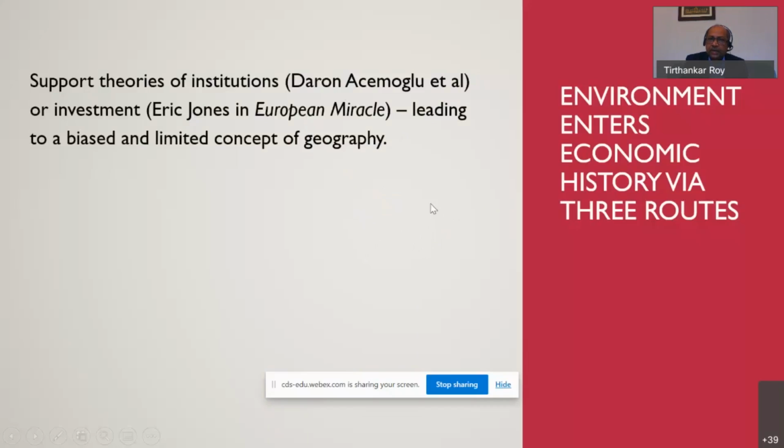Geography is not completely missing from world economic history, much of which is a field that tries to understand the origins of modern economic growth and inequality.